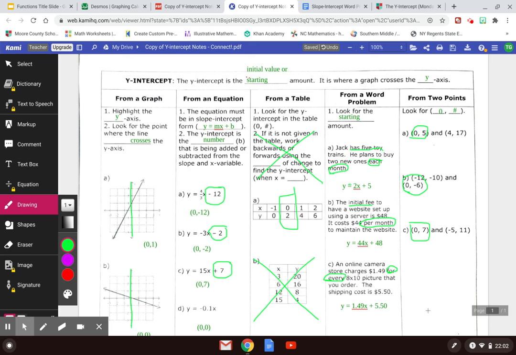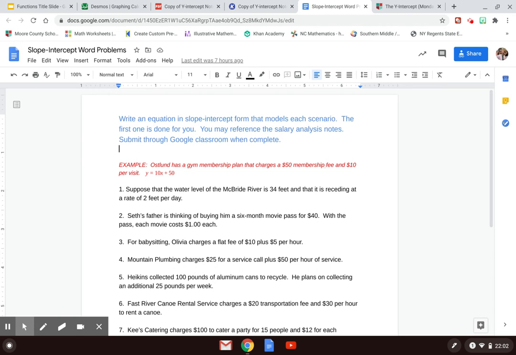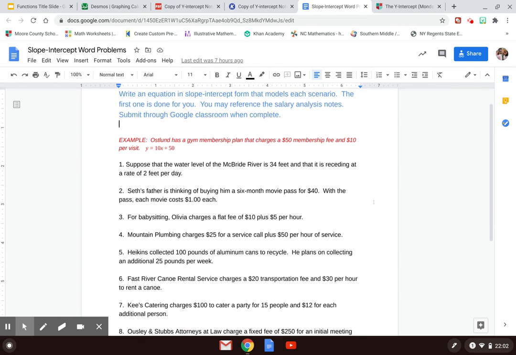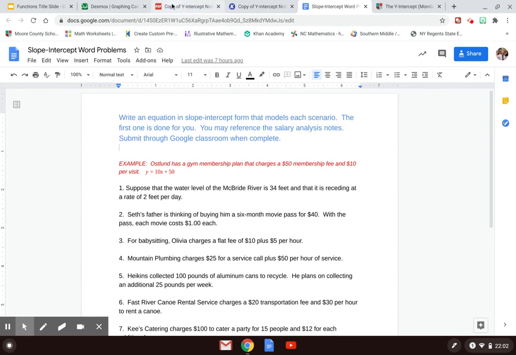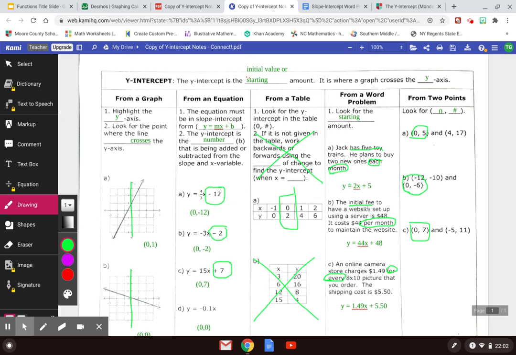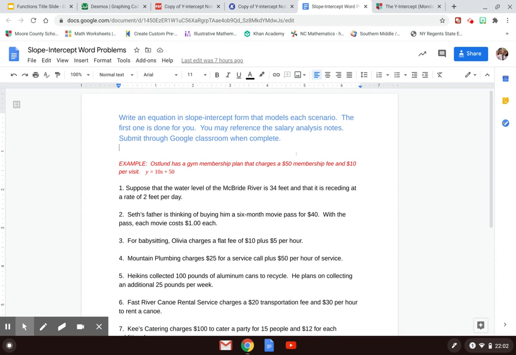So what you're going to do today is we have slope-intercept word problems. And this is really just more of what we just got done doing here in this column right here. So you're going to read each problem and write a linear function that models it. So for example, it says write an equation in slope-intercept form that models each scenario. The first one is done for you.